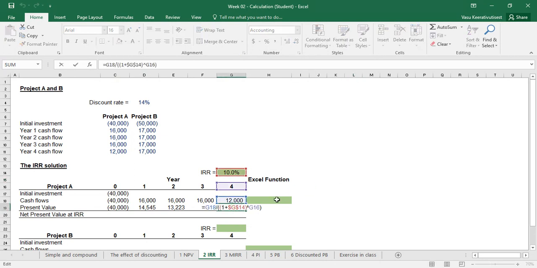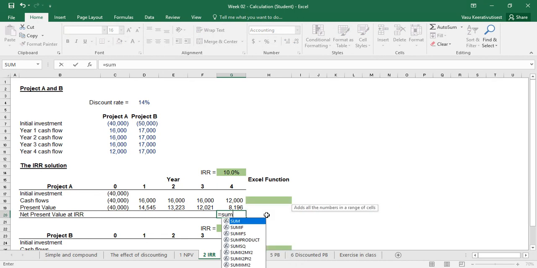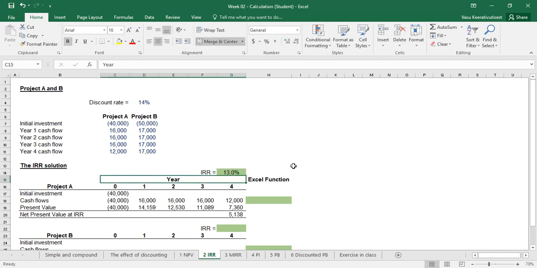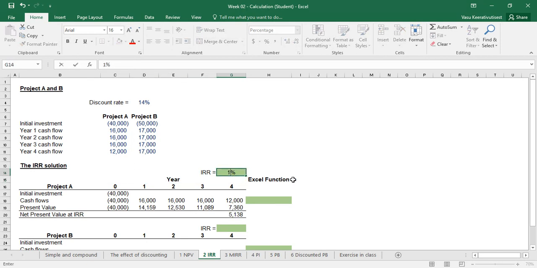You can see that right now I use this 10% as the discount rate. As you know, IRR means the discount rate that brings net present value to zero. Right now 10% does not bring net present value to zero. I try 13%, and it does not bring it to zero either.